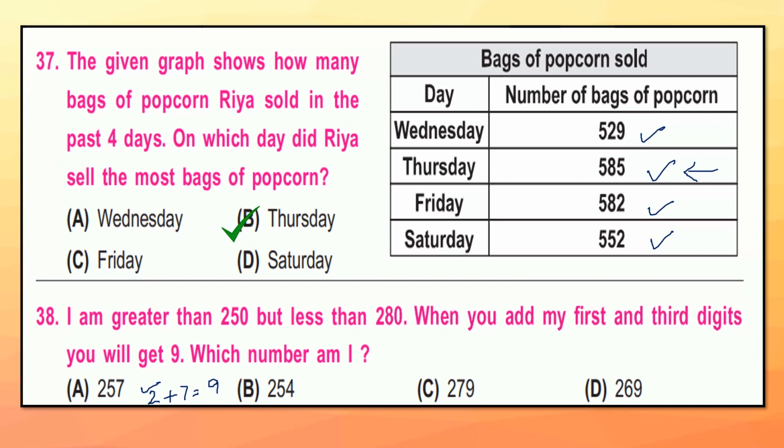Option B, 254 greater than 250 but less than 280. Yes. When you add the first and last digit, we get 2 plus 4, 6. Therefore, this is not the number. And here 279 is greater than 250, less than 280. Yes. But when you add the first and third digit, we get 2 plus 9, 11. So it is not the right option. And here 269 greater than 250, less than 280. When you add 2 and 9, you again get 11. Therefore, the correct answer is option A, 257.